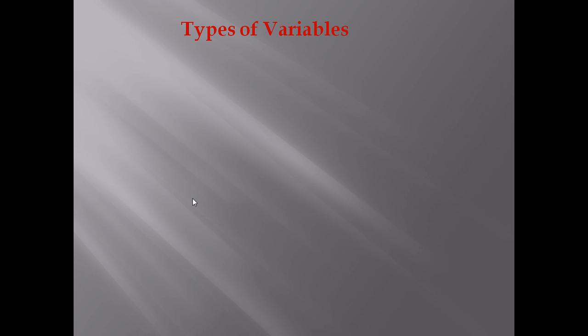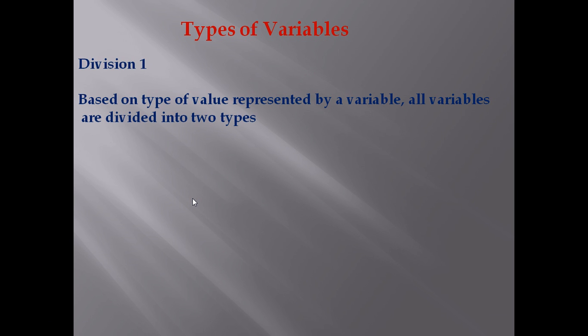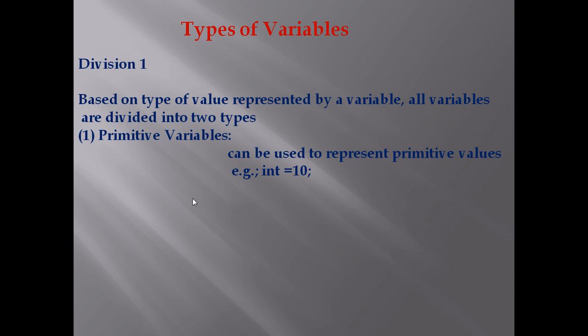So there are basically two divisions in categorizing variables inside Java. Division 1 states that based on the type of value represented by a variable, all variables are divided into two types. So we have primitive variables. We know that primitive variables are int, short, byte, long, and then float, double, and boolean, and these are all types of primitive variables.